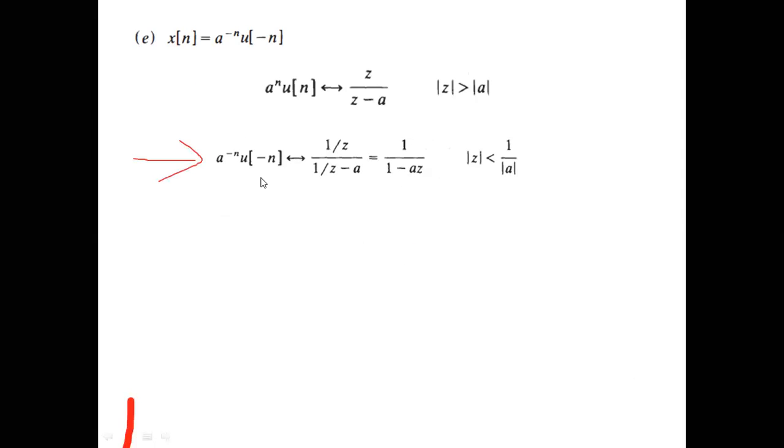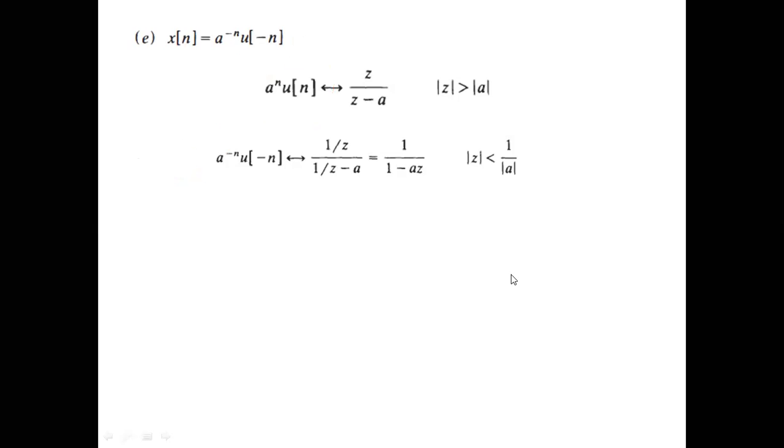So, see what happened here. You already knew the z transform of a to the power n into u of n, right? It was z divided by z minus a. So for a to the power minus n into u of n, every n has been replaced by minus n. So your z shall be replaced by 1 by z, every z replaced by 1 by z. That's it. We simply apply the property.